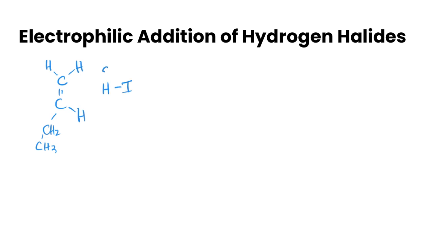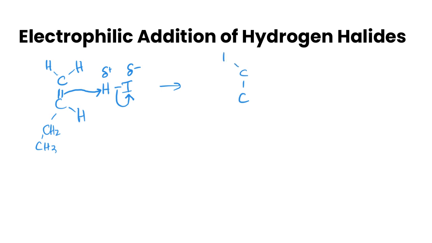Now, if we recall here, we have a dipole where the positive end is the hydrogen end and the partially negative end is our iodine end. And so what's going to happen in this first step is we're going to get attack of our pi electrons to the partially positive end of our HI molecule. When that happens, the electrons between the bonds are going to break and go onto the iodine. So what are we forming here? Well, we're going to form a carbocation.